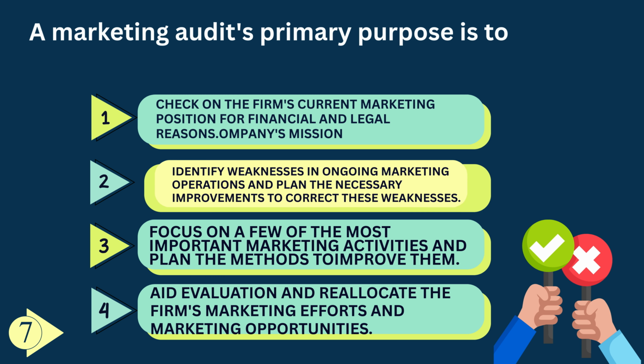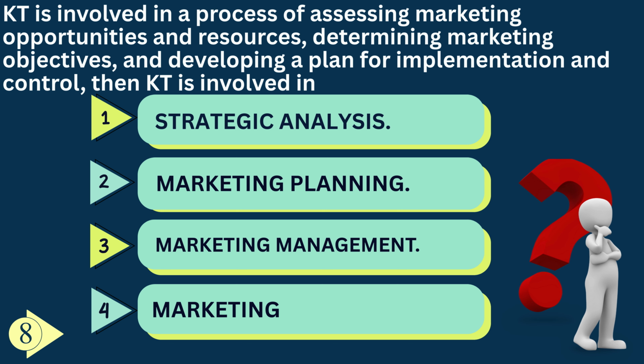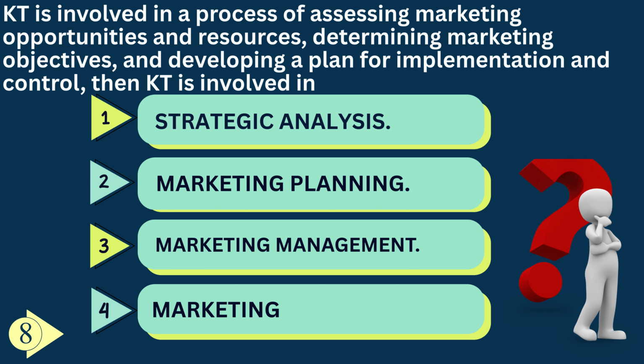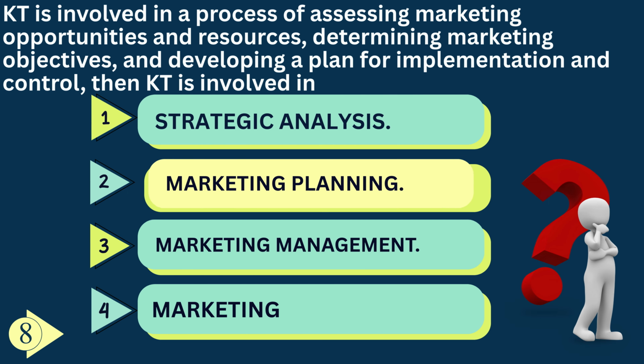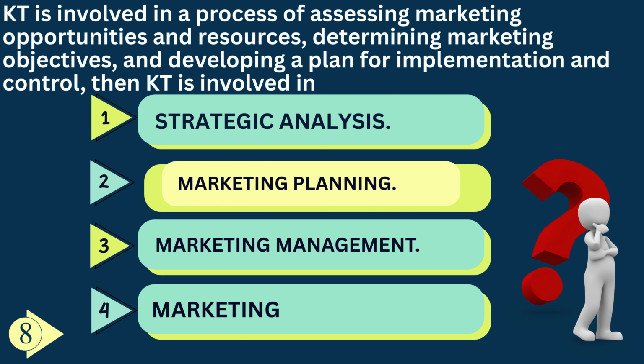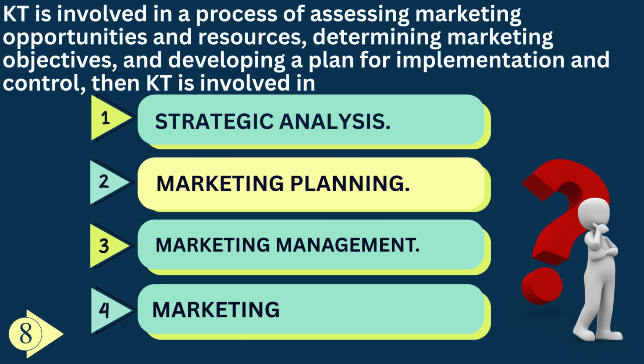Katie is involved in a process of assessing marketing opportunities and resources, determining marketing objectives, and developing a plan for implementation and control. Then Katie is involved in: option 1, strategic analysis; option 2, marketing planning; option 3, marketing management; and option 4, marketing. And the correct answer is option 2, marketing planning.